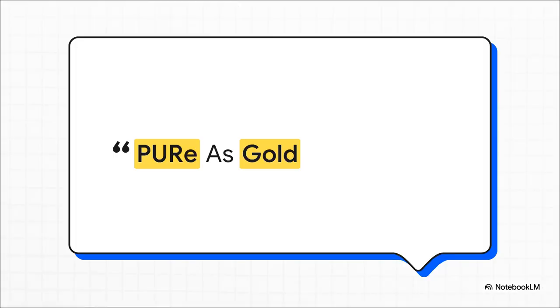Now, trying to remember which bases are which can be a pain, right? Well, here's a fantastic little trick. Just think pure as gold. The purines are adenine and guanine. See? Simple, and it really helps it stick in your head.